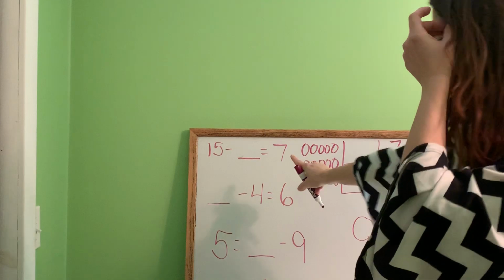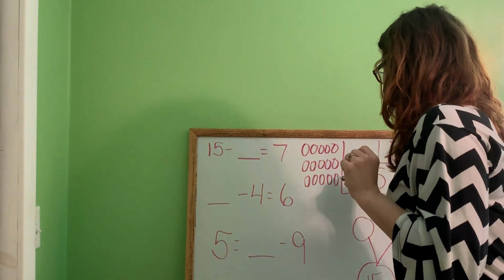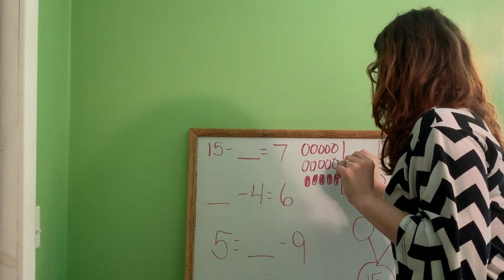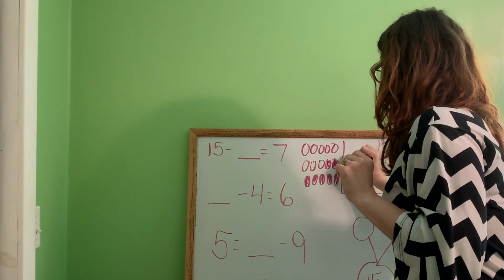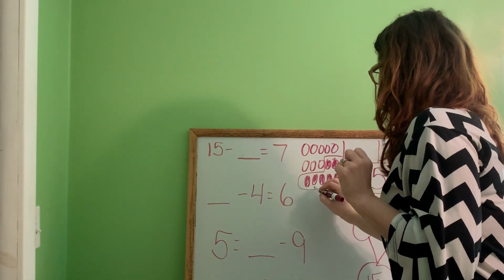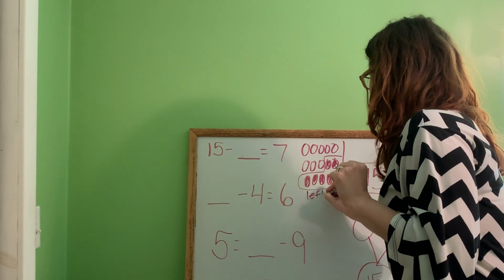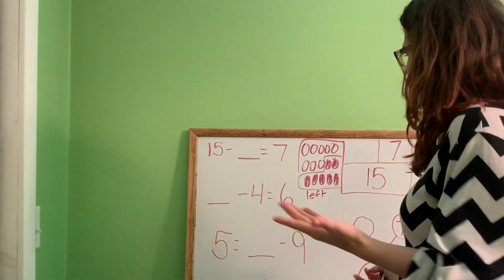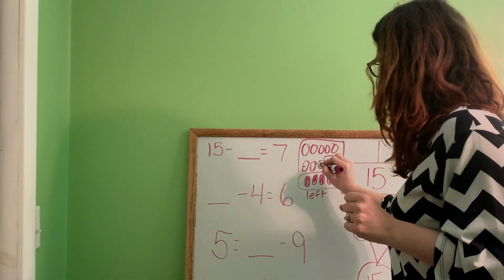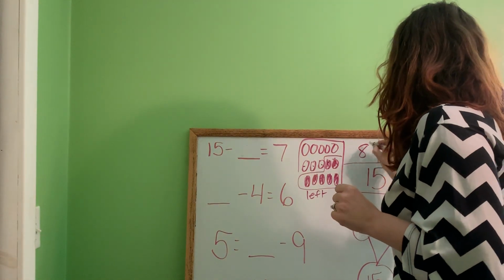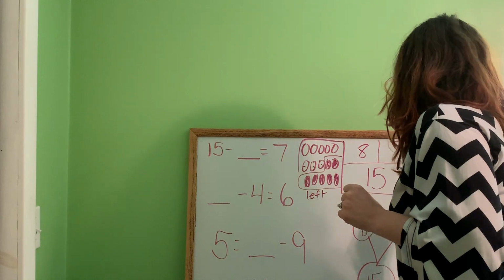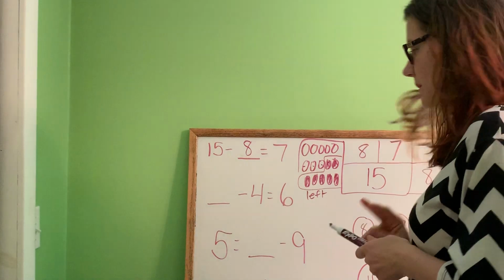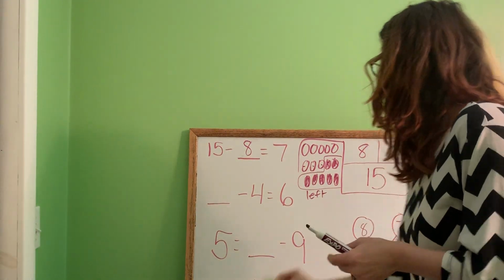Now in this problem, I know that I have 7 left. So this is what I'm going to do. I'm going to color in the 7 that I have left. I'm going to just separate that. So this is what I have left, which means this is the part that I gave away. And then I just have them count it: 5, 6, 7, 8. So in this problem, the missing number is 8. All right, we were finding a smaller number.